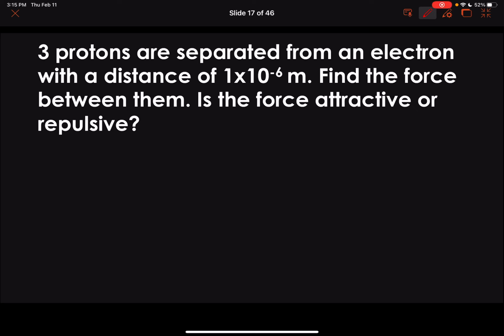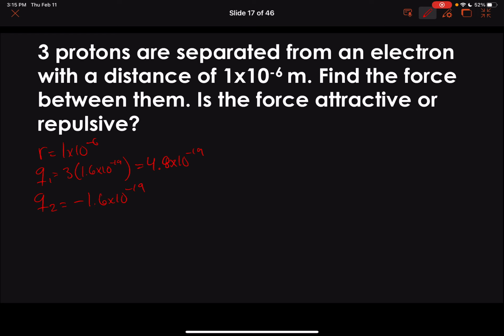So let's say we have 3 protons separated from an electron with a distance of 1 times 10 to the negative 6 meters. Find the force between them. Is the force attractive or repulsive? Okay, so we know that the distance, r, is 1 times 10 to the negative 6. We have 2 objects. We have something with 3 protons, and then we have an electron. And so charge 1 is 3 protons. Well, that's 3 times 1.6 times 10 to the negative 19. So 1.6 times 3 is equal to 4.8 times 10 to the negative 19. Charge 2 is an electron, so it's negative 1.6 times 10 to the negative 19.